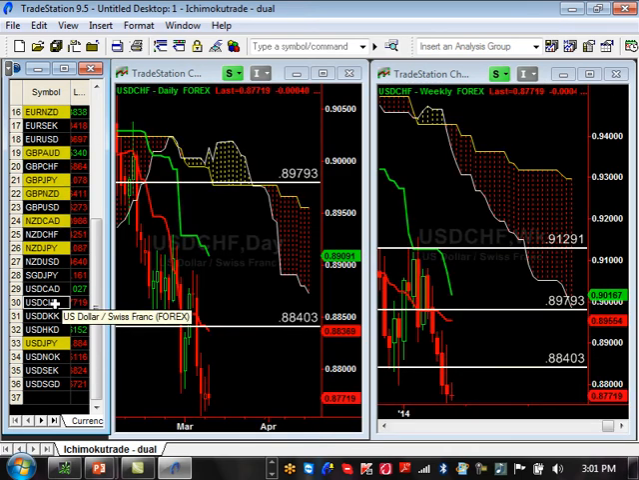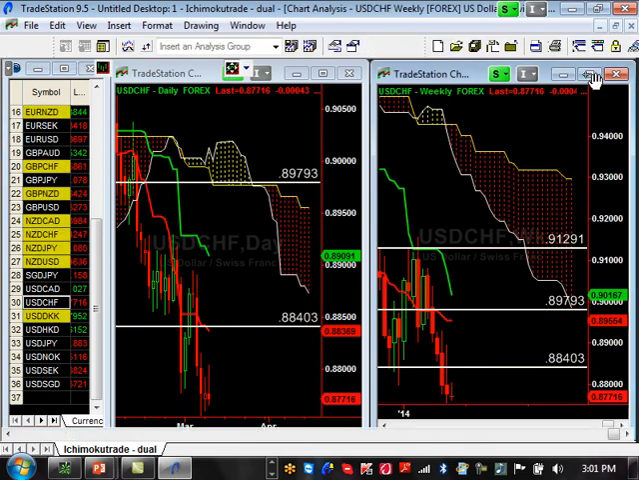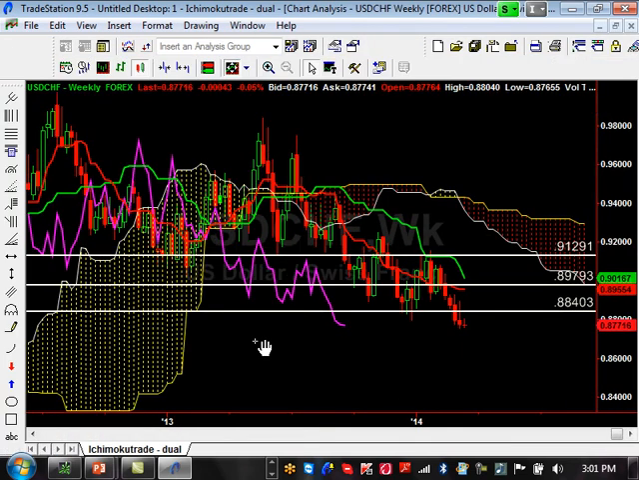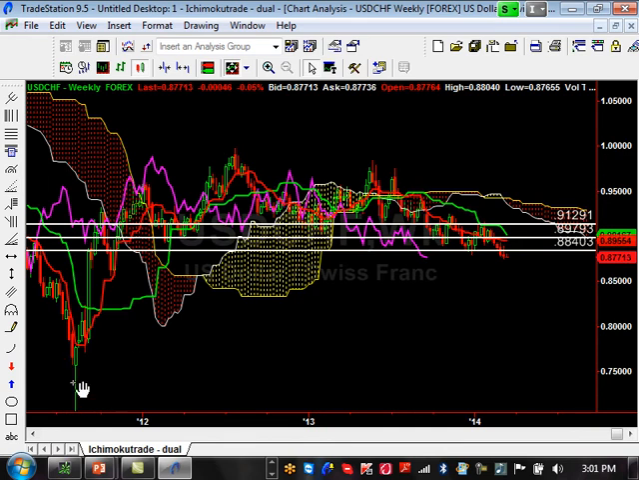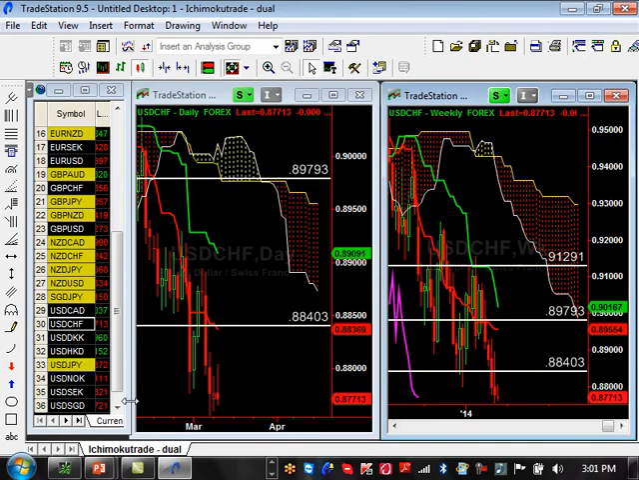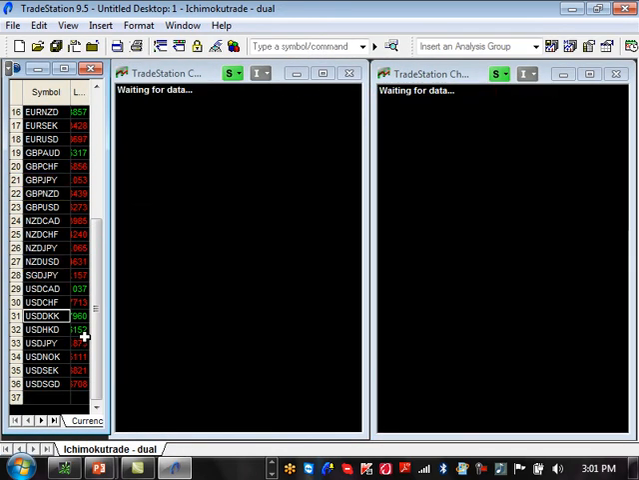US Switzy, right here, this is bearish trending here on both the daily and weekly. This is slowly moving down, which a lot of people have not seen, and a lot of people think it can't get down to here, but guess what? This thing is moving down. So US Switzy is definitely one to watch in the next couple of weeks.